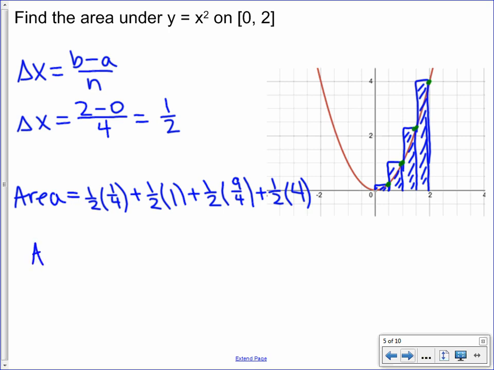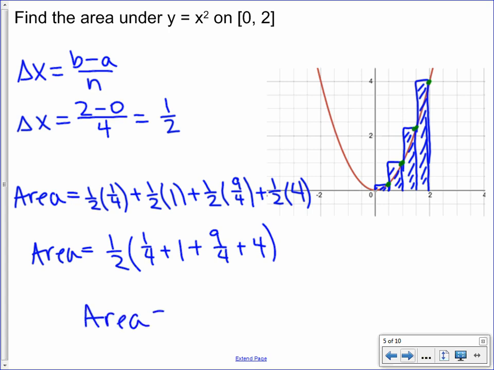Thank you. So our area, now remember, I'm being kind of redundant here. If our width is the same, we only need to write it once. So 1/2 times 1/4 plus 1 plus 9/4 plus 4, which gives us an area of 15/4. Try again. 11.38, which is 15 fourths.